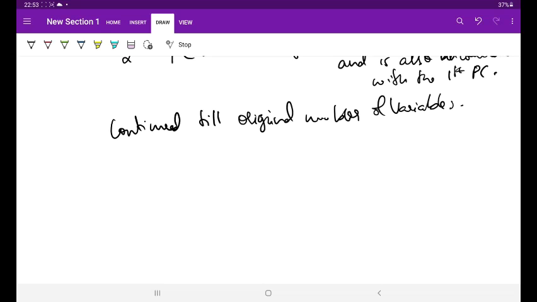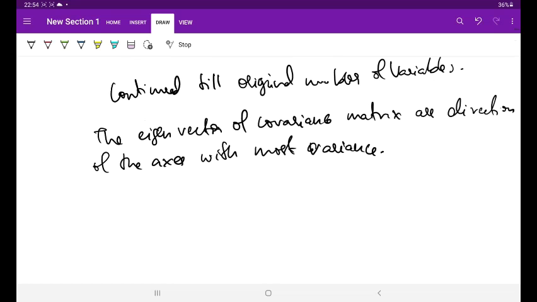Since eigenvectors always come in pairs, every eigenvector will have an eigenvalue, and the number is equal to the number of dimensions of the data. So the eigenvectors of the covariance matrix are actually the directions of the axes where there is the most variance, and most variance means most information also, and these are the principal components. So these eigenvalues, which are the coefficients of the eigenvectors, represent the amount of variance carried in each principal component.